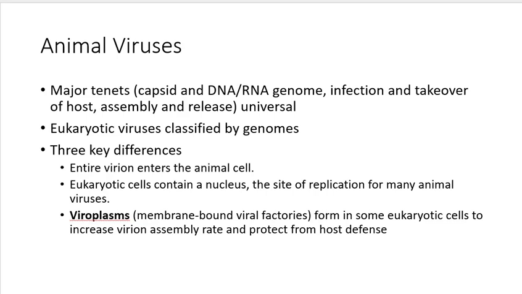Because we have a cell membrane, we've got to bring it into the cell. The eukaryotic cells contain a nucleus, which is the site of the replication for many of these animal viruses. And we basically get a membrane-bound viral factory, viroplasm, that forms in some of the eukaryotic cells to increase the assembly rate and protect from the host defense.